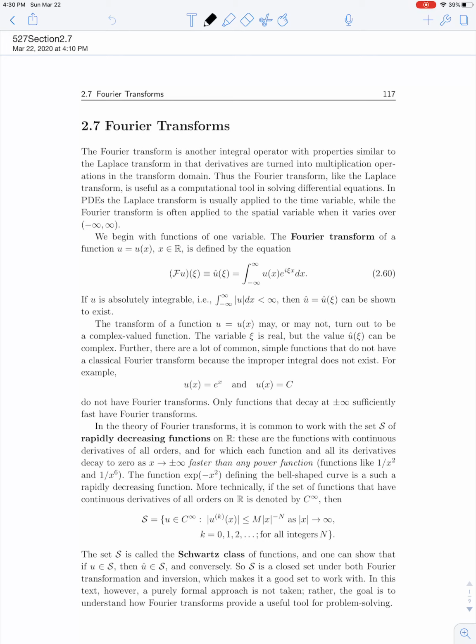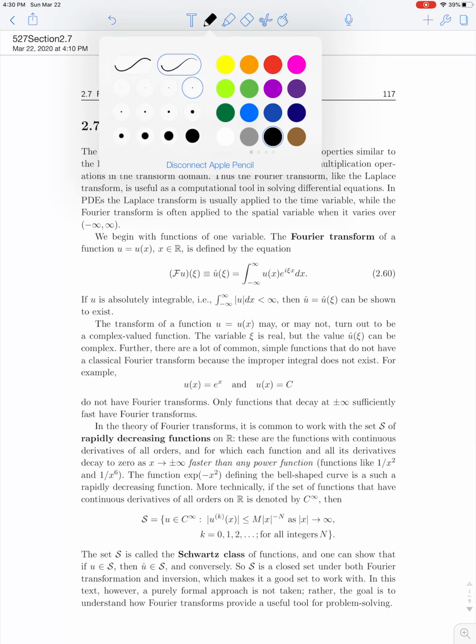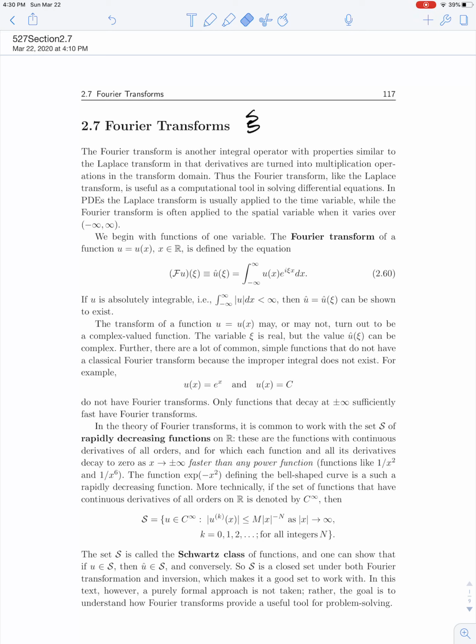The homework problems for this section are, let me use the red pen. Section 2.7 homework problems are, let's see, 2, 3, 4, 10, and 11. So I ask you to hand in number 2, number 10, and number 11.